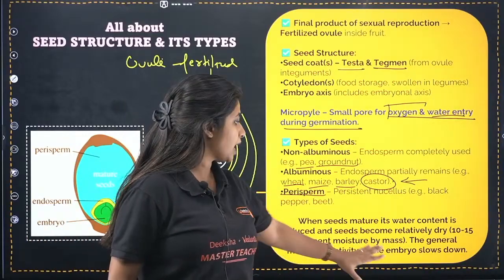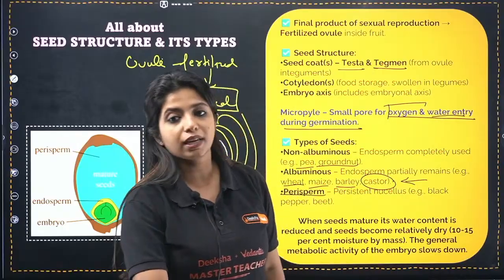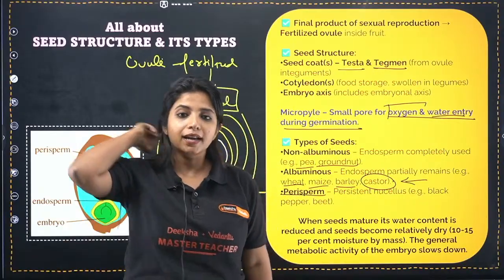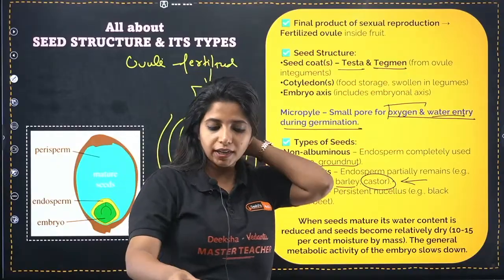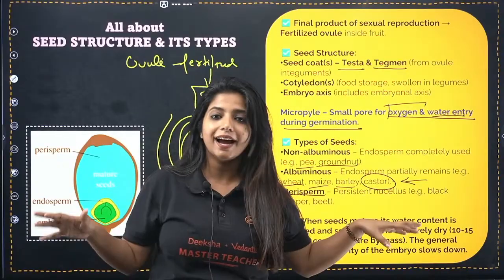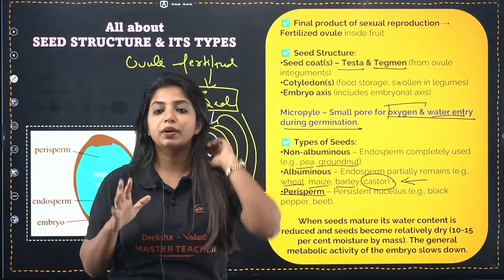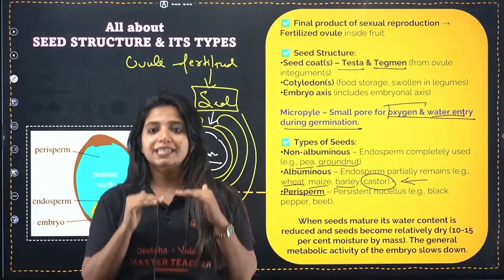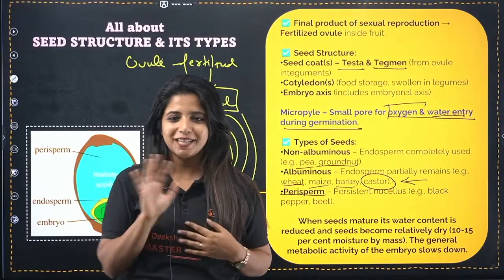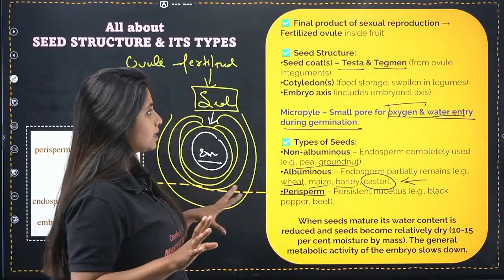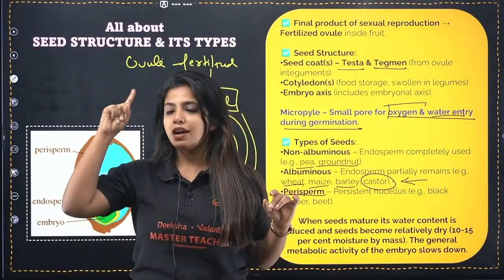The general metabolic activity of the embryo slows down. Whenever you say that a seed is there, you need to understand that if it is not getting good conditions, like enough water, it cannot grow, which is why it will be metabolically less active. It says, I will not work now, I'll do the work later on. So please know that.